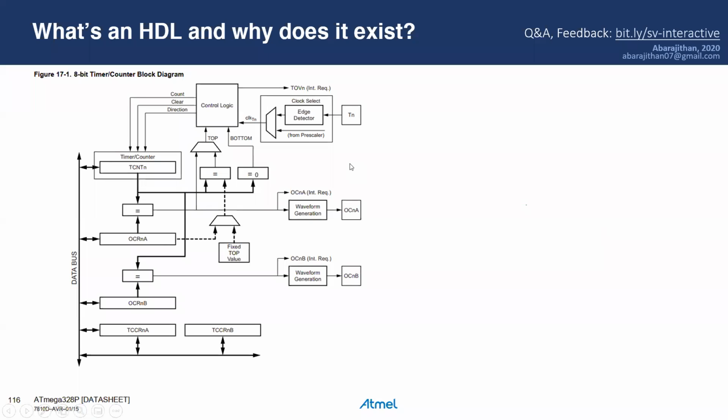All right, so keep asking questions. Great. The first question is, what is an HDL and why does it exist? More than half the people are new to this, so let me go through it quickly. HDL is hardware description language. This is a diagram I have taken from Atmel's ATmega328P datasheet. This is the chip you find in Arduino, and from the datasheet I have taken the diagram, which shows how the IC works.